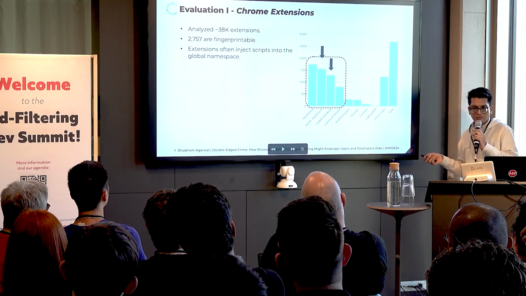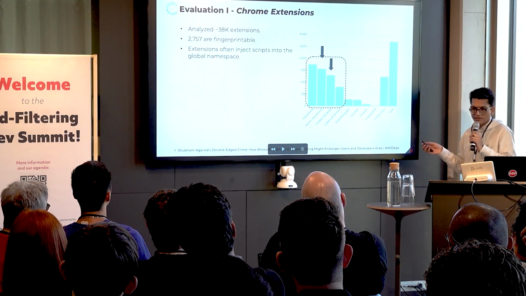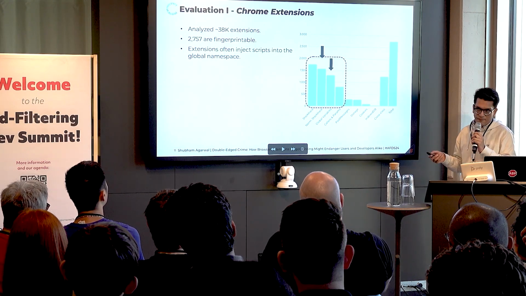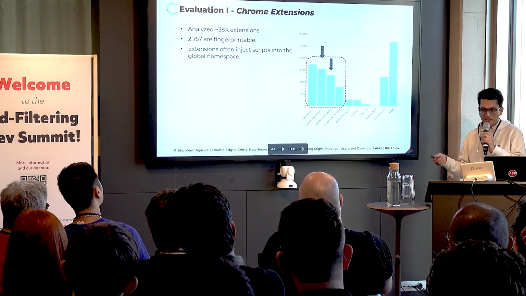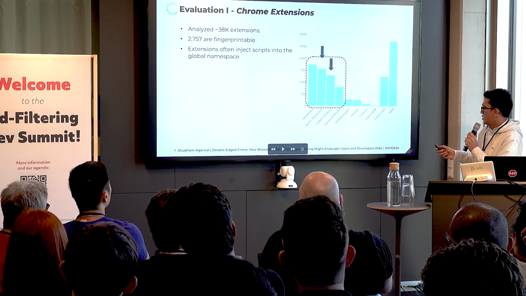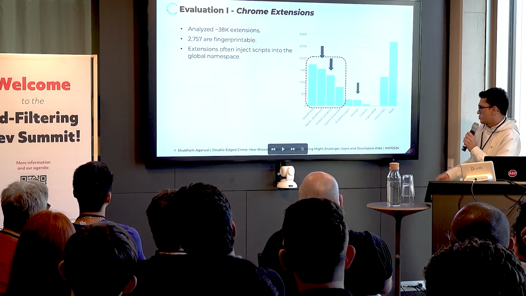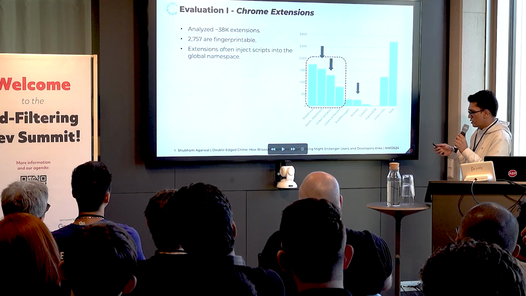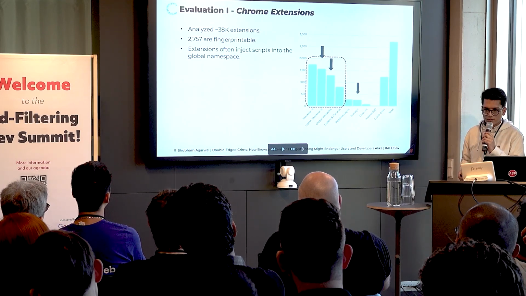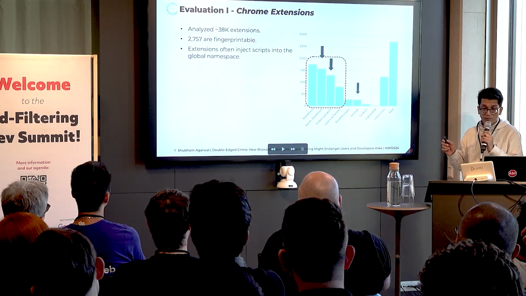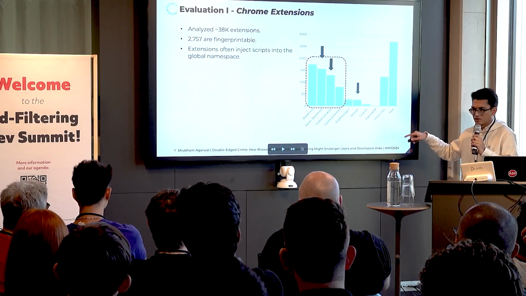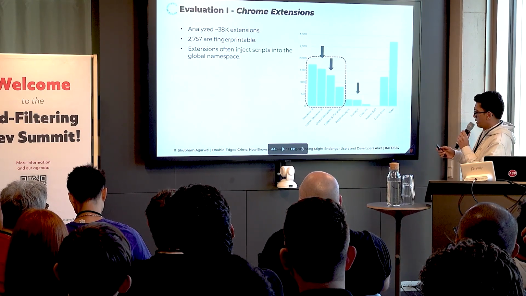This came as a surprise. We thought extensions might use constructs like let and const rather than var, or not register variables on the global namespace, but apparently they do. And then around 300 extensions store data on local storage or IndexedDB and whatnot, and they were fingerprintable through this. And I'm talking about fingerprintable numbers, not the number of extensions that actually interact with this. So there may be even more than that, right?